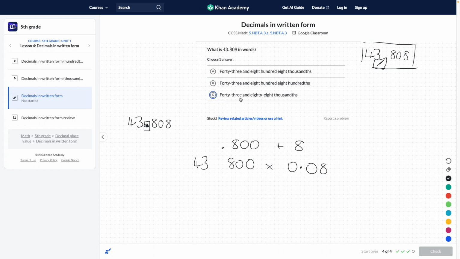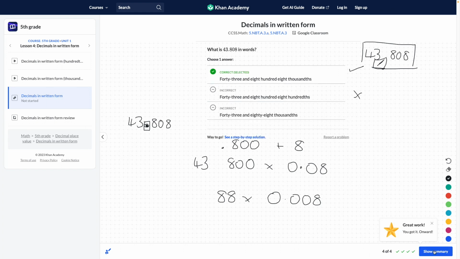Well, let's go to the next one. 43 and 88 thousandths. So 88 times by 8 thousandths. Well, this one's also wrong. This one's wrong. Yeah, this is the only one that can be correct, because the others just really are not English. Okay, there we go.